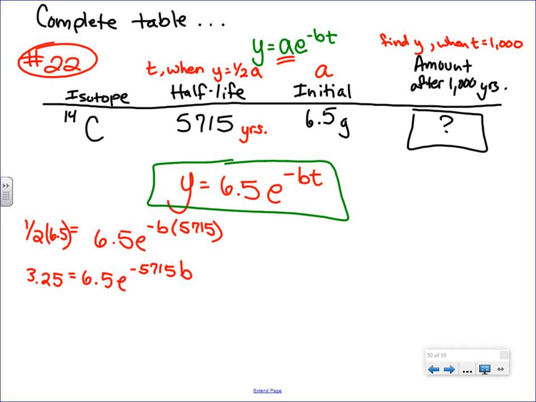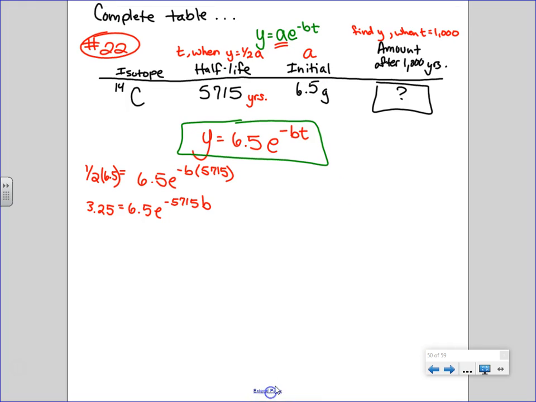Remember, I start with 6.5. I now have only half of that left because the rest has decayed away. Not that whoever was there at the beginning is still there at the end to measure this, but divide by 6.5. Now we're just solving, right? It's an equation, no big deal. Solve, solve, solve. This is going to end up being 1/2. Well, that makes sense because it was a half. Equals e to the negative 5715b.